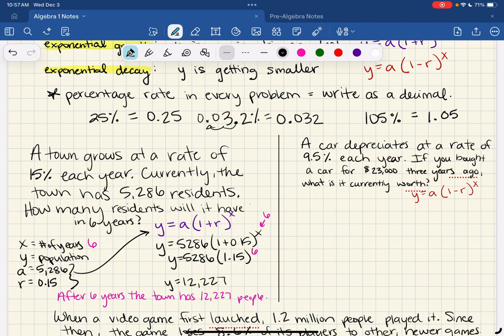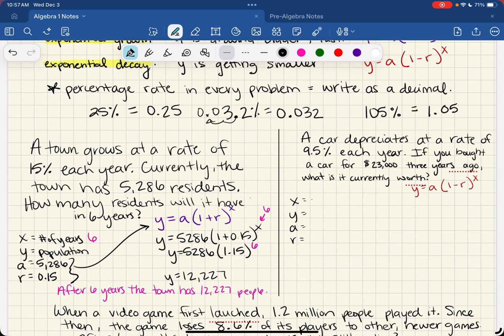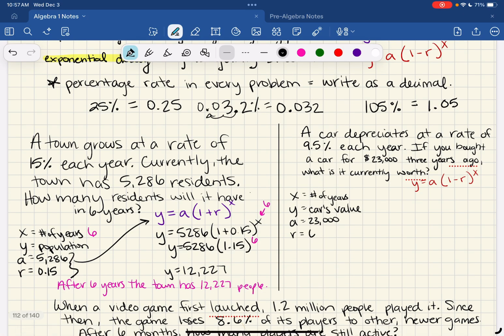All right, what are my variables? X, Y, A, and R. Again, X is always going to be our time, so it's going to be number of years again. What are we comparing the number of years to? Car's value. A is how much it started at, which was 23,000. And it depreciates at a rate of 0.095. Good.